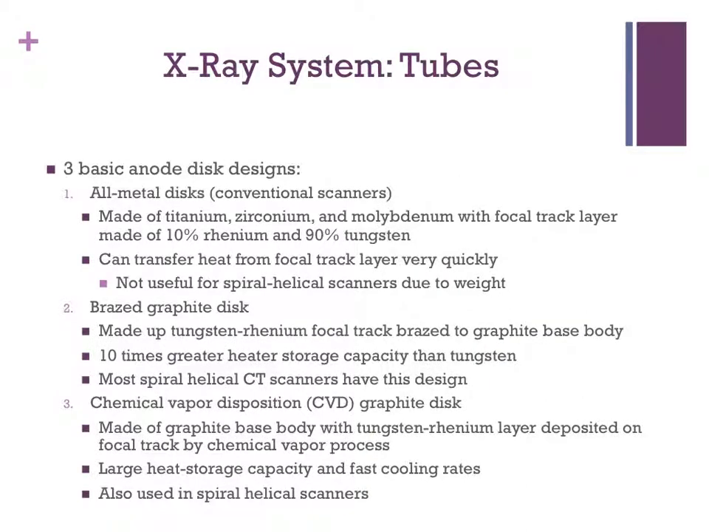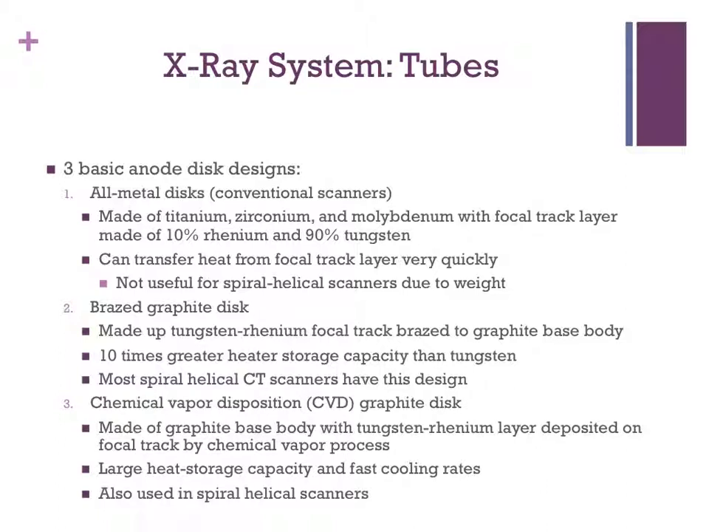There are three basic designs for anode discs. The first one is an all-metal disc, and this type of design is used in conventional scanners. It's made of titanium, zirconium, and molybdenum with a focal track layer made of 10% rhenium and 90% tungsten. And you can transfer heat from the focal track layer very quickly with this type of design, but it's not useful for the spiral helical scanners due to its weight.